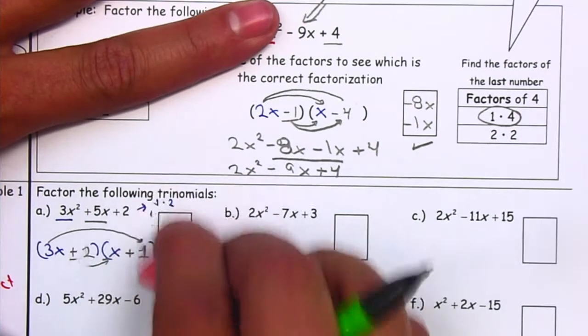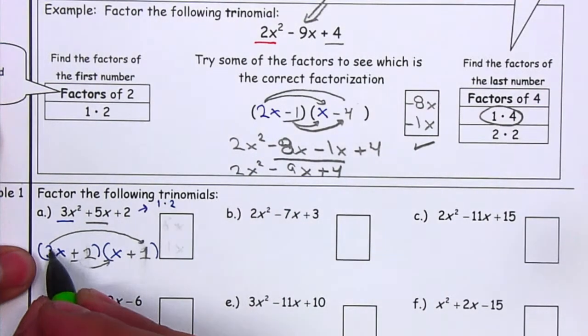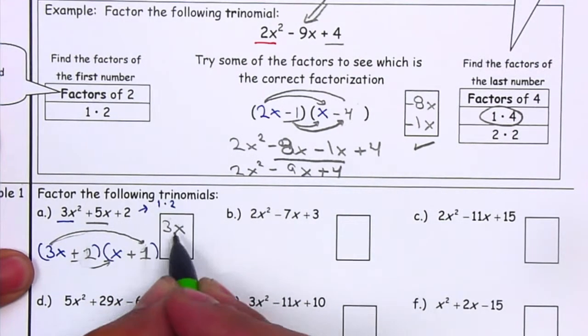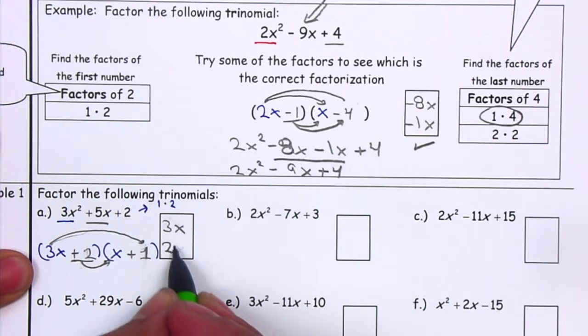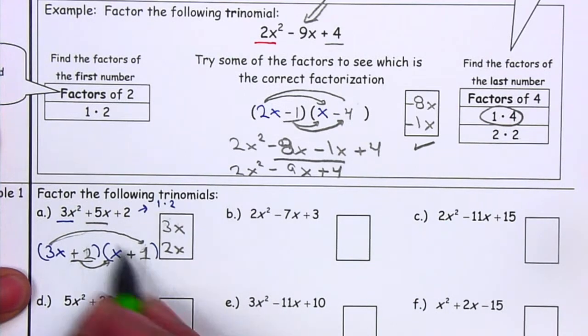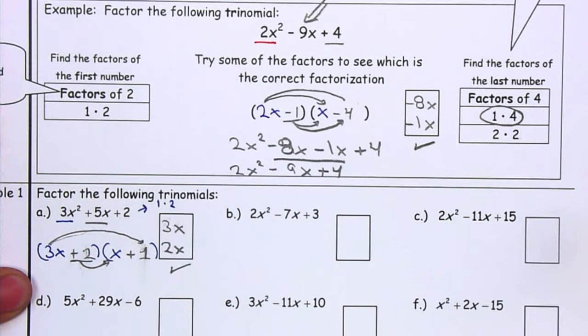Now I'm going to multiply once again. 3x times x is 3x squared. 3x times positive 1 will give us 3x. 2x times x will give us 2x. And 2 times 1 will give us 2. If I add those two numbers, will that give me 5? Correct.